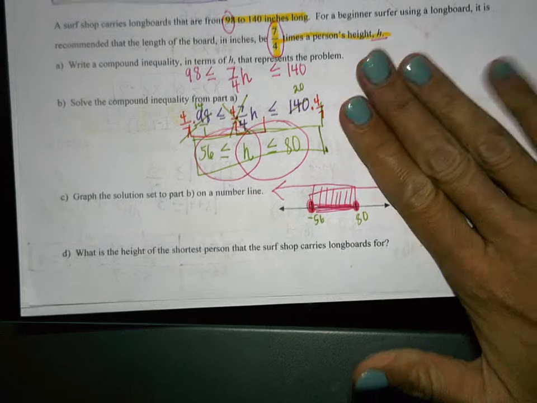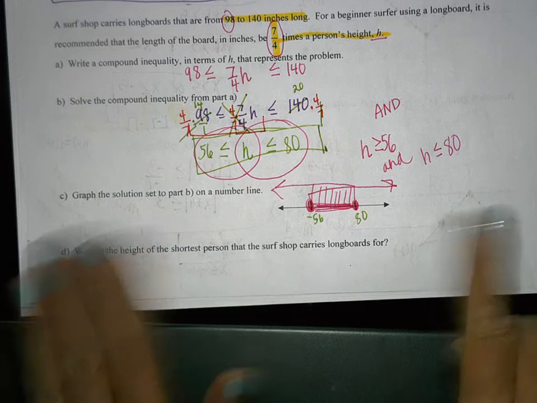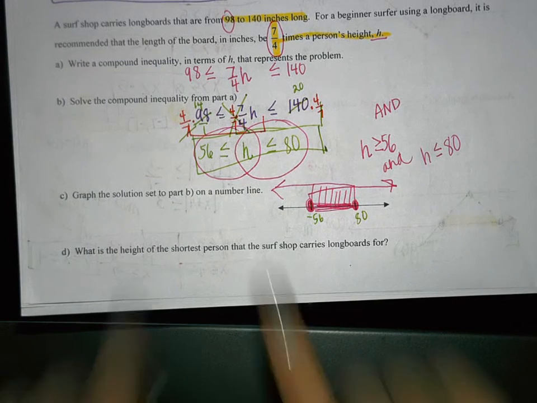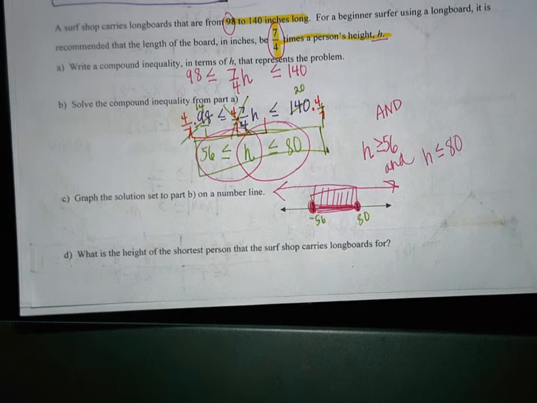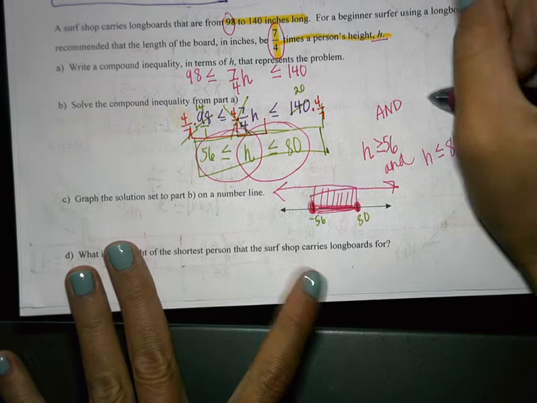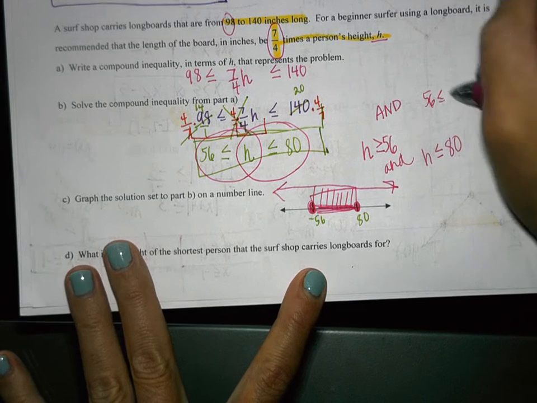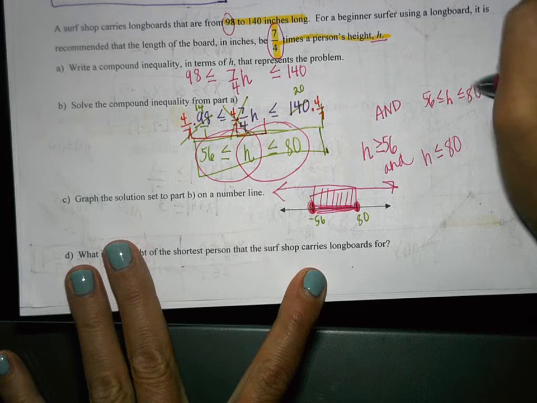You don't need to do all this. I just wanted to make sure you understand that it's where the two overlap. But this is always how your answer should be written, with 56 is less than or equal to h is less than or equal to 80.